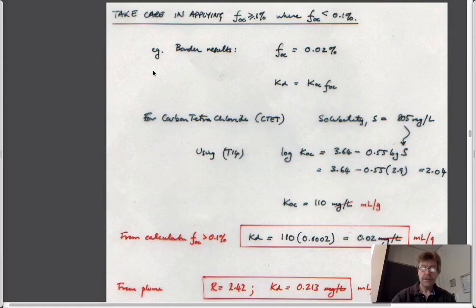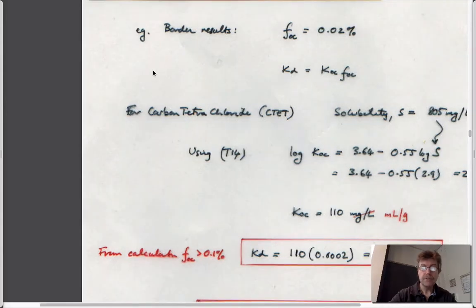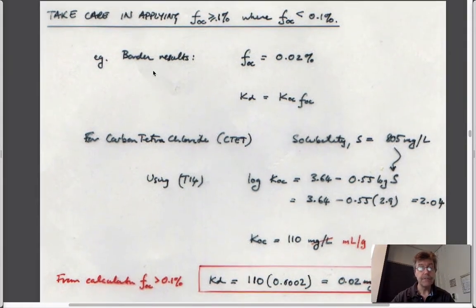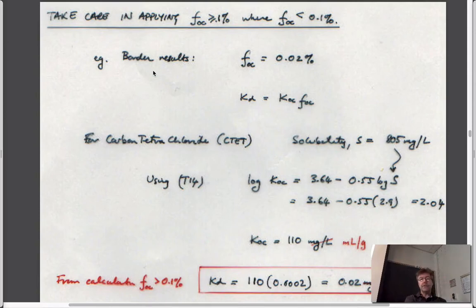Okay, so let's look at what that means for us when we look at some of the things that we've looked at already. The first site that we looked at today, which we looked at last time as well, was the Borden site, where we had tetrachloroethylene and carbon tetrachloride and chloride traveling together. It turns out that the fraction of organic carbon at Borden is low. So it's lower than the limits that we talked about.